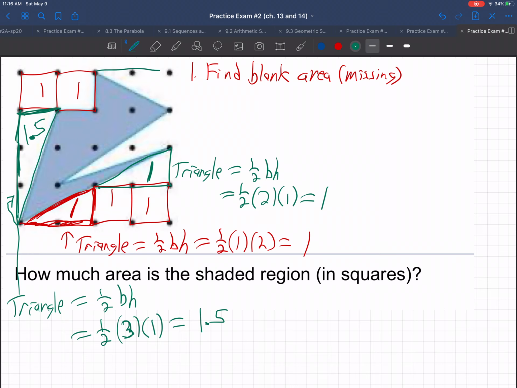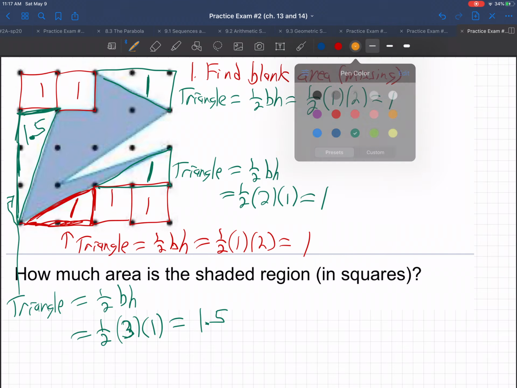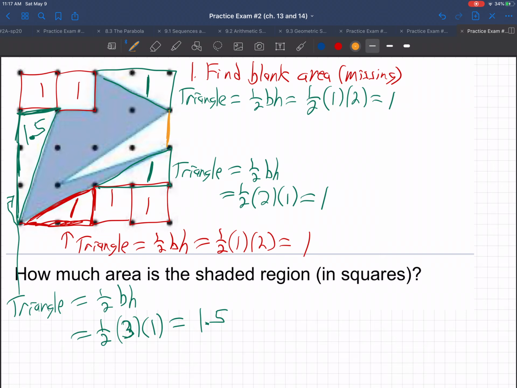Up here, another triangle, which is a half times base times height. Again, the base is 1. The height is 2. Half of 2 is 1. So this is also 1. Okay, we've got almost all the missing area. Now the hardest part, the most difficult part, is this weird looking shape right here.